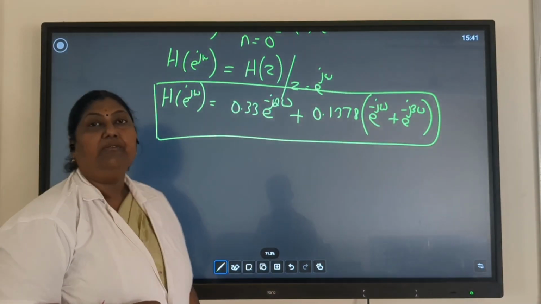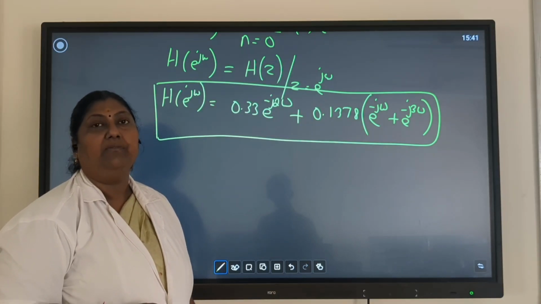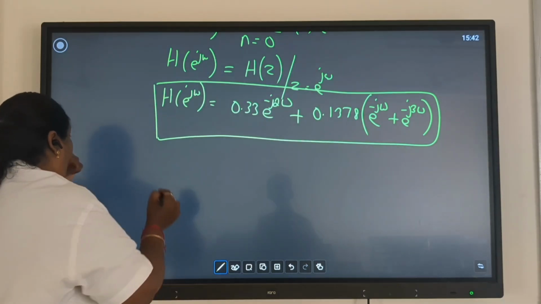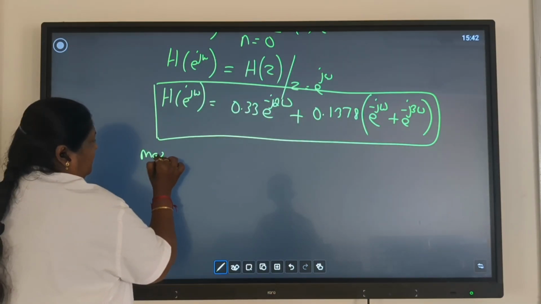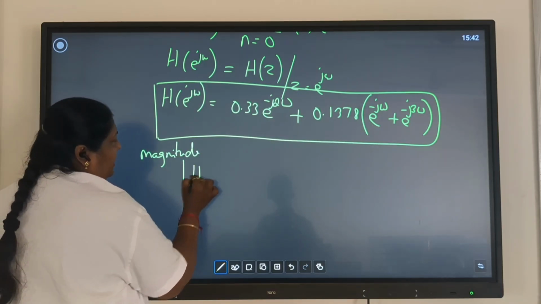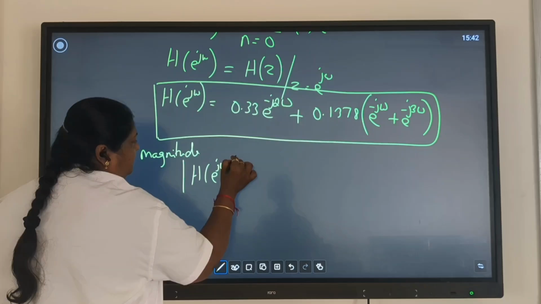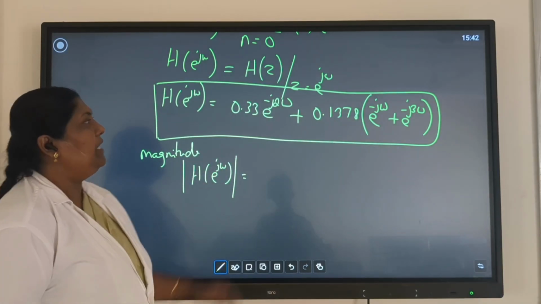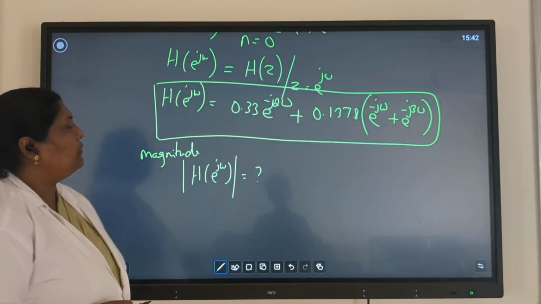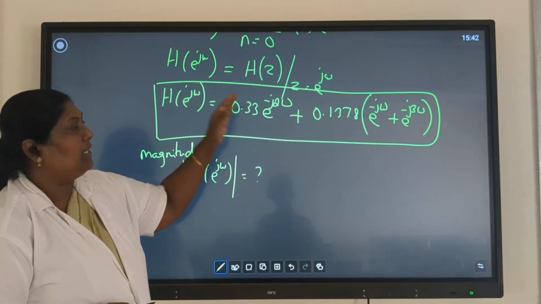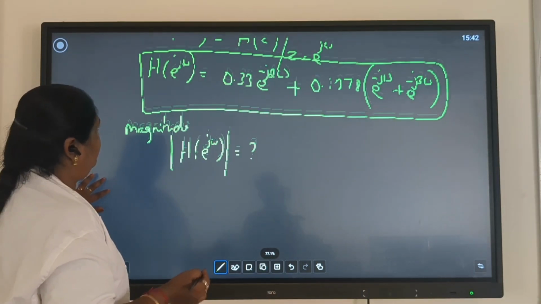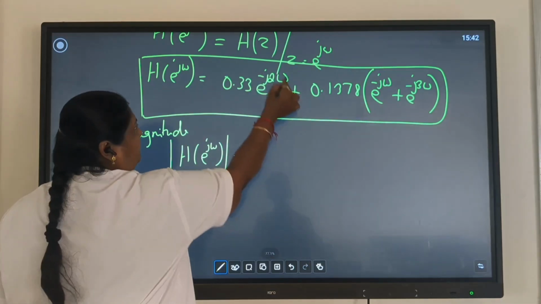So why do we go for Fourier transformation? In any signal, if I want to find the magnitude and phase, I have to apply the Fourier transformation. So let me find the magnitude. Magnitude is usually mod H of e power j omega. Whenever I need to find the magnitude, I have to take the phase factor outside. So what is the center term phase factor?